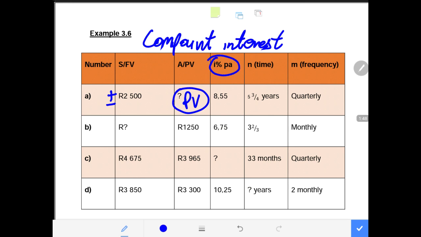The interest per annum, it is 8.55% per annum, and the number of years this amount was invested, it is 5 3/4. And I want to highlight this 5 3/4, and it's important in terms of how to convert the 3/4. Then the frequency, which is our M that I spoke about several times, is quarterly. That means every quarter we earn interest, and this interest gets to be added to the present value or the amount that we initially invested.